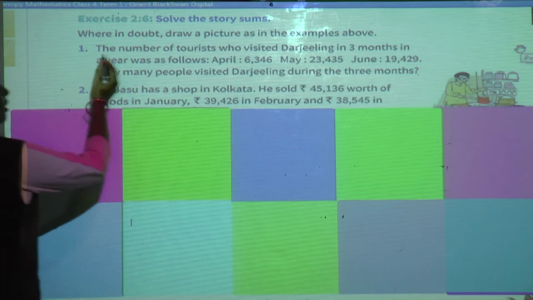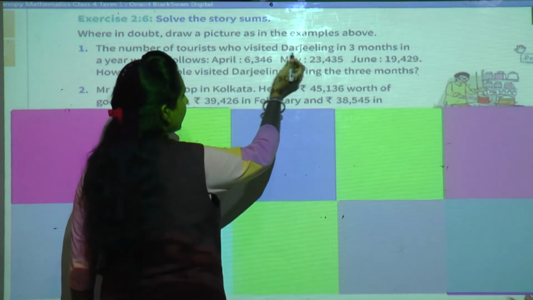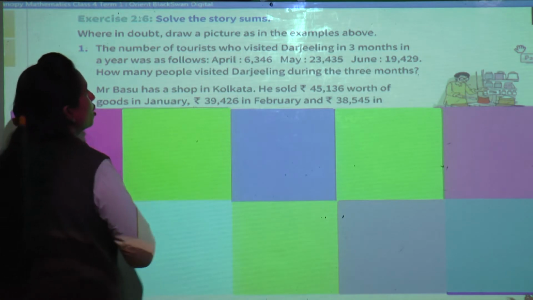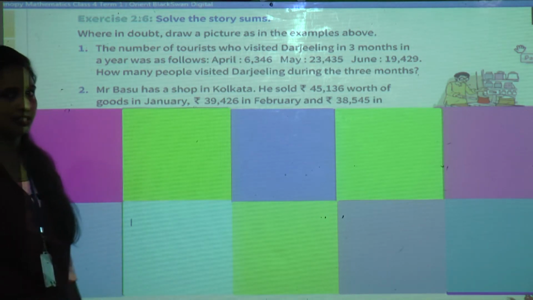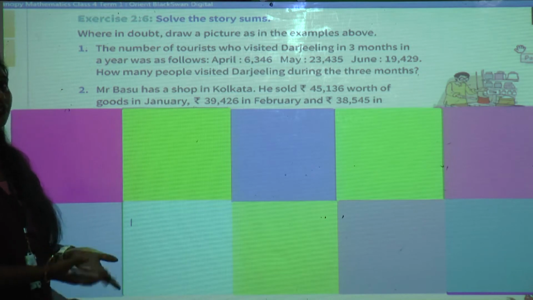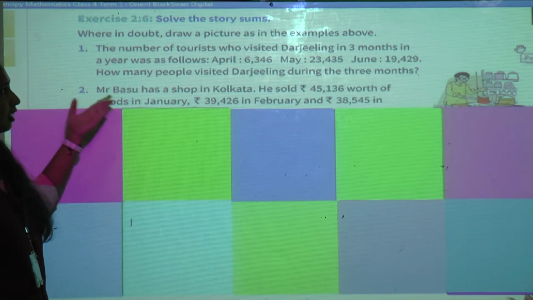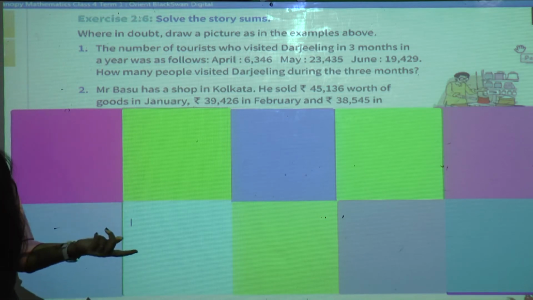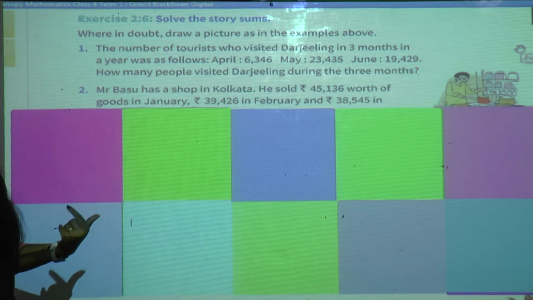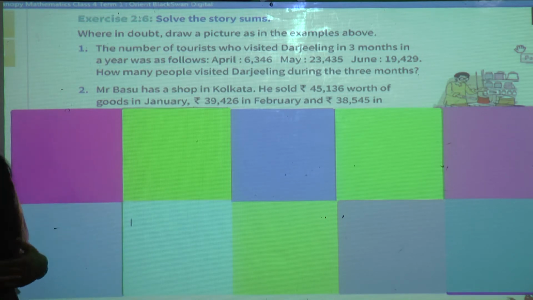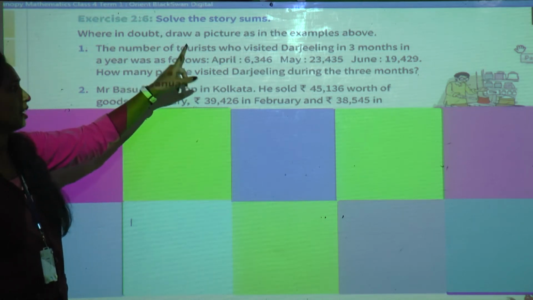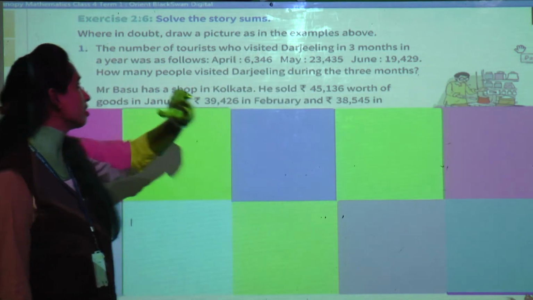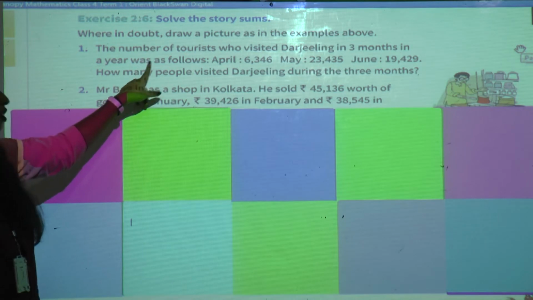The number of tourists who visited Darjeeling in 3 months in a year was as follows. So what is given? Tourists. People will go to visit different places, so for them we use this word. For example, now we are citizens of Solapur and we are going to Mumbai. So what do we call ourselves? We call ourselves tourists because we came from Solapur. So tourists who visited, where did they visit? Darjeeling, in 3 months in a year.